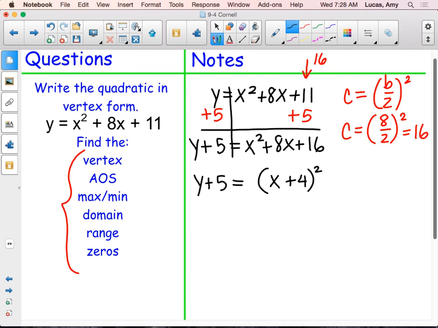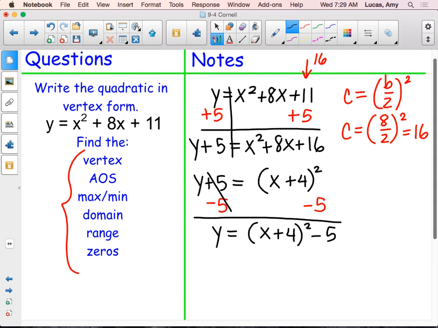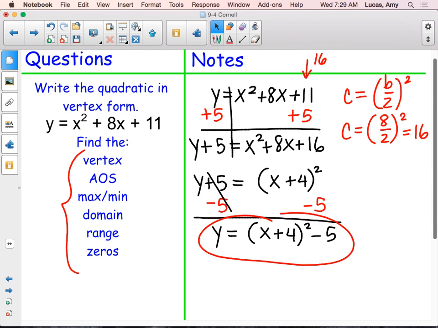Now, for vertex form, we need to have y by itself. So this 5 that's over here needs to get subtracted. If I subtract this 5, my vertex form is this. Okay, now I can answer all of my questions.